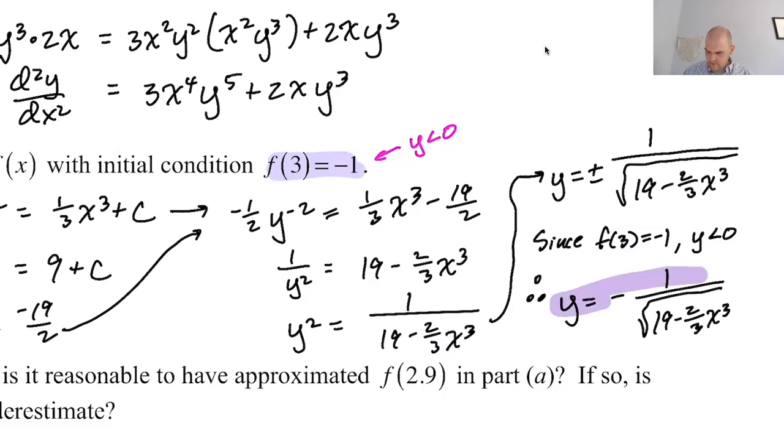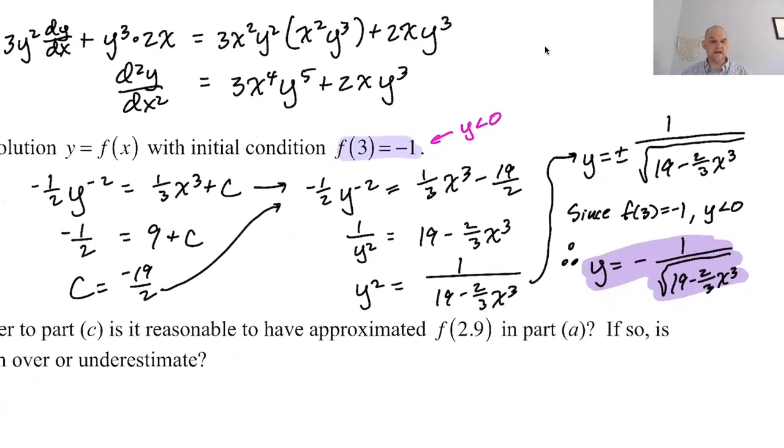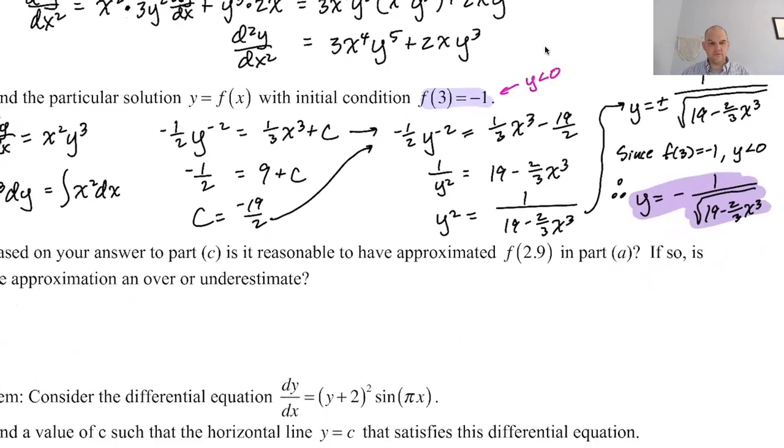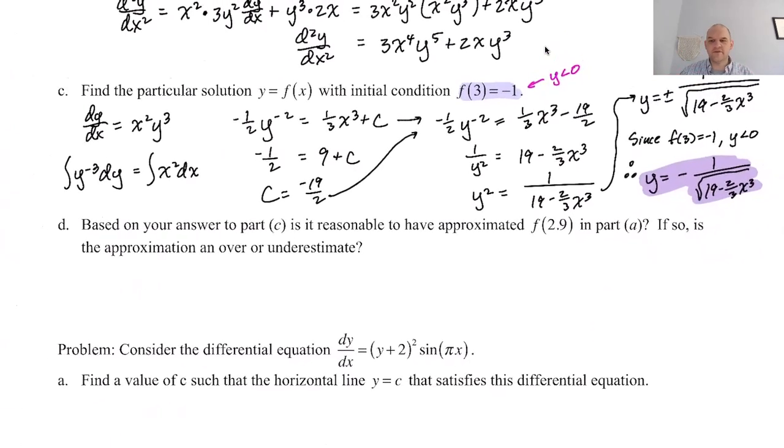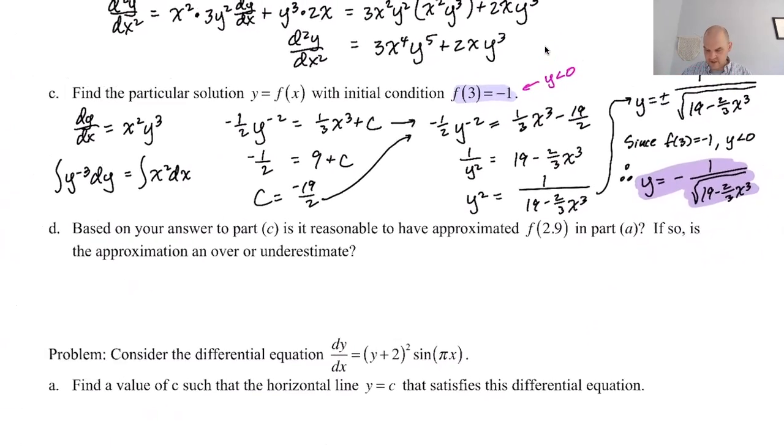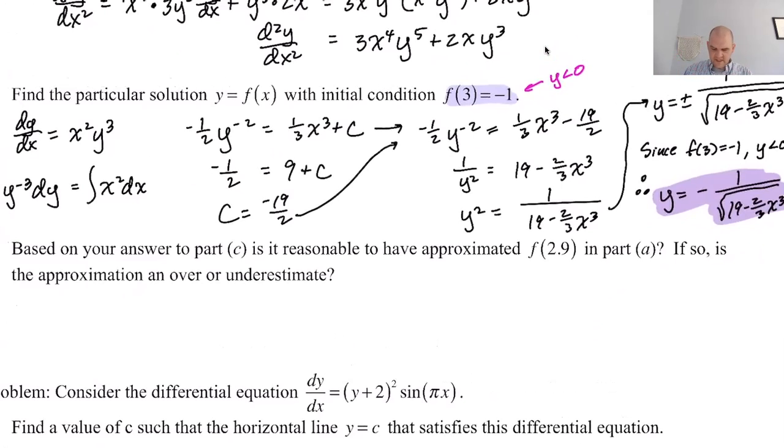I'm going to highlight this. Generally speaking, not really a highlighter guy, but technology-wise, turns out always a highlighter guy. What's left here? All right, there's only one thing that we have to do. Okay, so that's good. Based on your answer to part C, so this is actually an interesting question. Based on your answer to part C, is it reasonable to have approximated f of 2.9 in part A? If so, is it an over or underestimate?